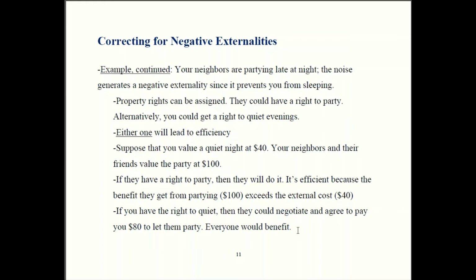So you can see in both scenarios, whether you have a right to quiet evenings or whether they have a right to party, either way in the end, the party happens, which is efficient. The distribution differs though. So if you have a right to quiet evenings, you can force them to pay you to give permission to party, so you're better off in that case. If they get a right to party though, they don't have to pay you anything, so you don't get paid in that case. Distributions differ, but either outcome is efficient because it's efficient for the party to happen, and it will happen after the negotiations.